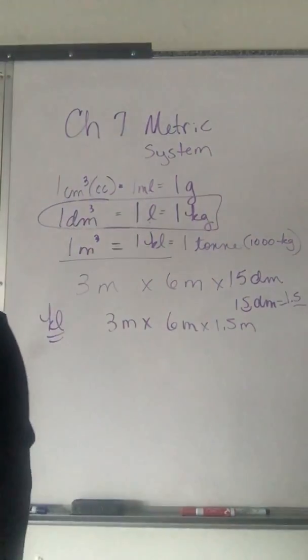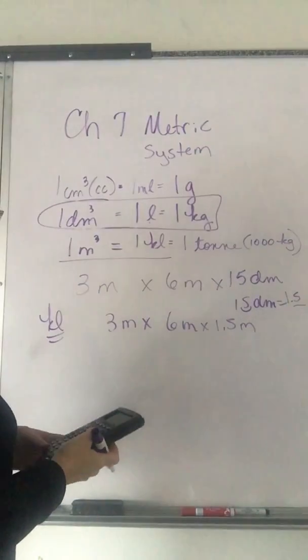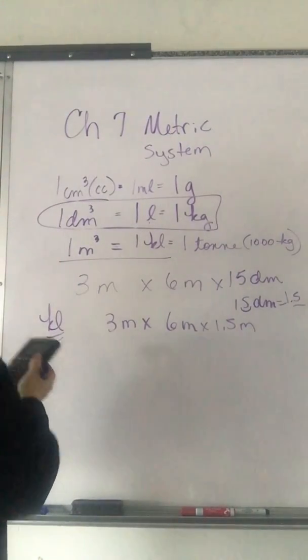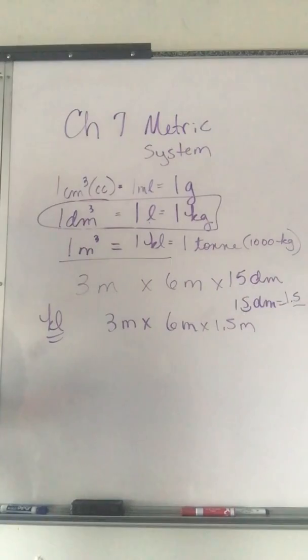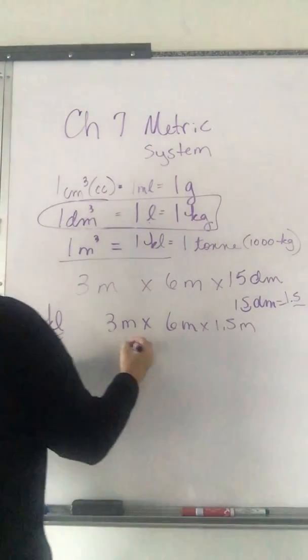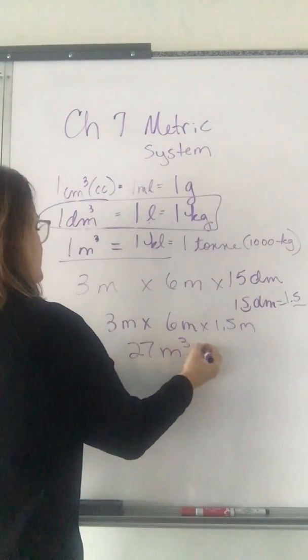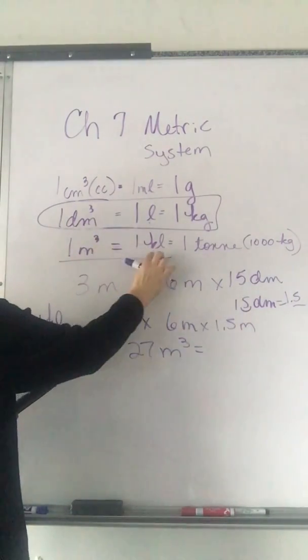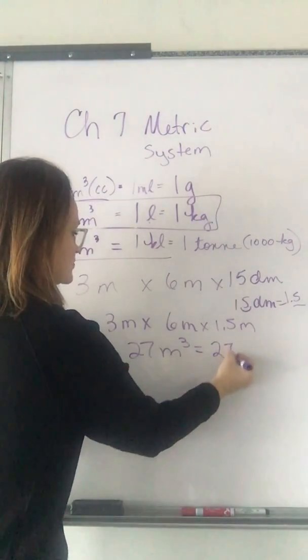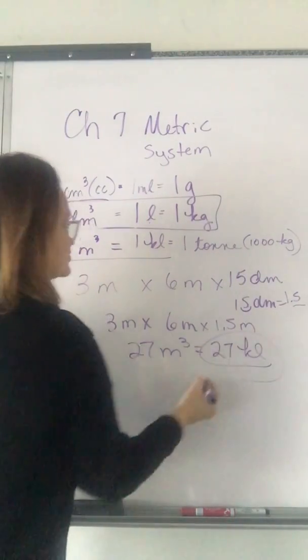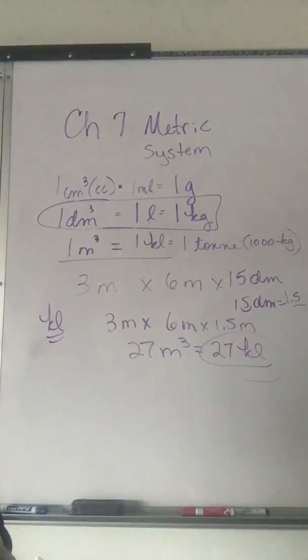We multiply those 3 units together. It'll be in cubic meters. So let's see, 3 times 6 times 1.5 is 27 cubic meters. And cubic meters are kiloliters. So it's also 27 in liquid measure, and it weighs 27 tons if we needed to know.